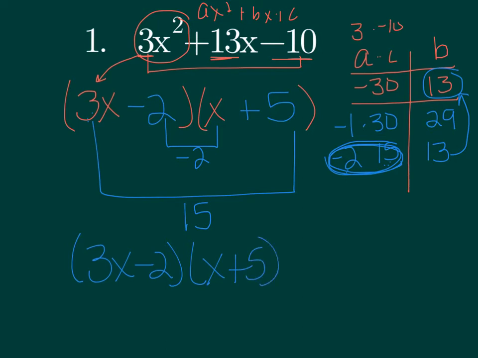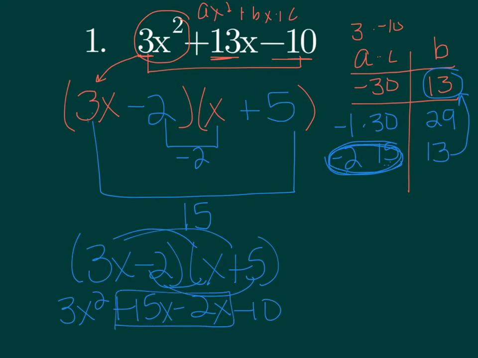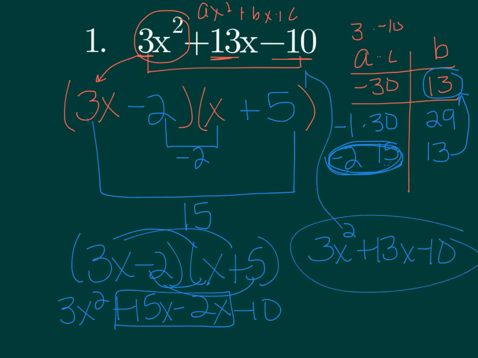Now we can double check it because we've already done the multiplication part. So 3x times x is 3x squared. 3x times 5 is 15x. Negative 2 times x is negative 2x, and negative 2 times 5 is negative 10. Then when I combine the middle two, I get 3x squared plus 13x minus 10, which is the original problem. I know that's a lot of information, but we're going to do a lot of these, and we'll follow some steps. All right, let's look at another.